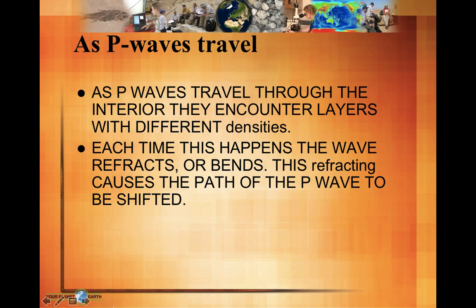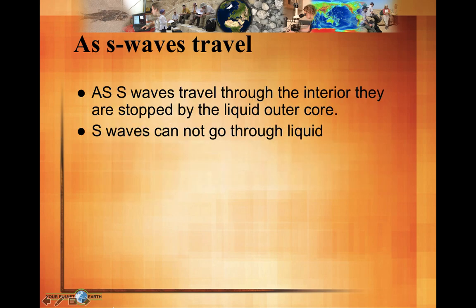As a P wave travels through the interior, it encounters layers with different densities. Each time this happens, the wave refracts, or bends. This refracting causes the path of the P wave to be shifted. It's just like light hitting water. When this P wave travels through the different densities of the Earth, which we know increases as you go toward the center of the Earth, the wave is tilted slightly at an angle. It's refracted.